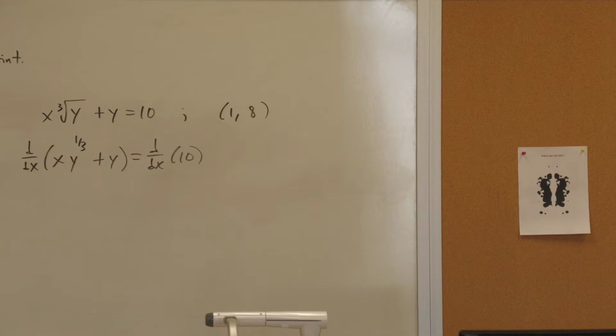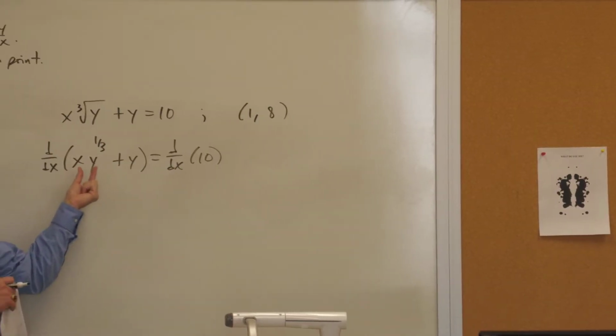All right, so now notice I do have a sum here, but what do I have right here in this first one? I have x times y to the 1/3. So I have a product. So I've got to use the product rule to differentiate this one.